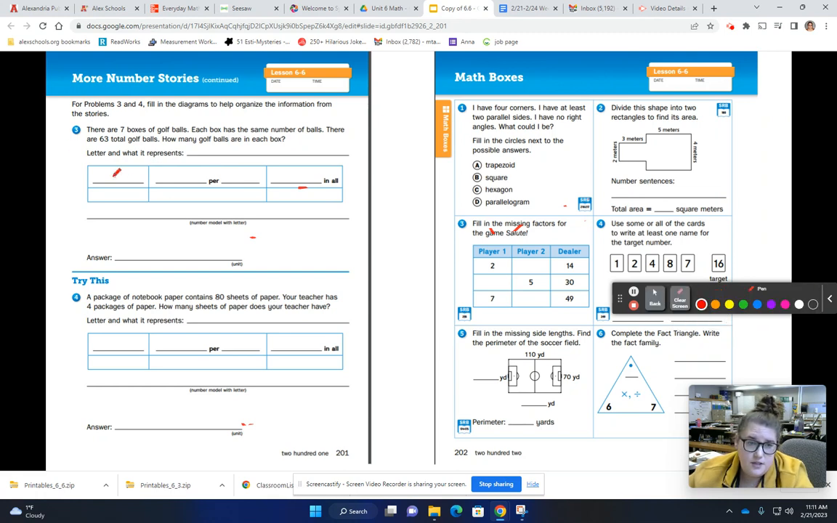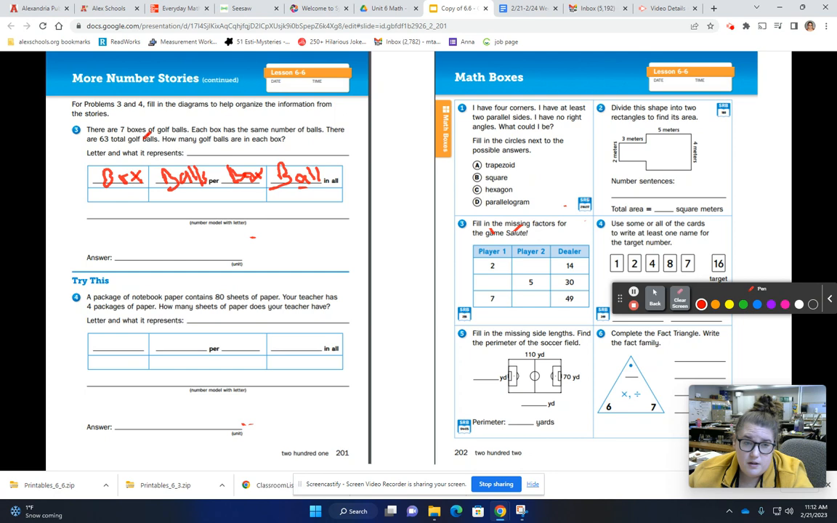So there are 7 boxes of golf balls. I'm going to fill this in for you. We would do boxes here, and this one would be balls per box. This is the only difference, is the labels aren't there. So balls per box, balls in all.